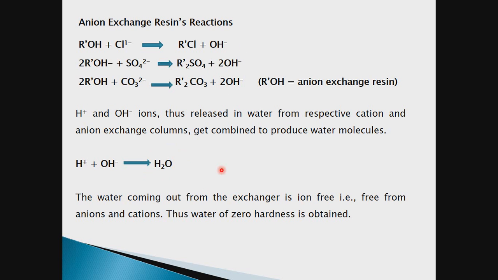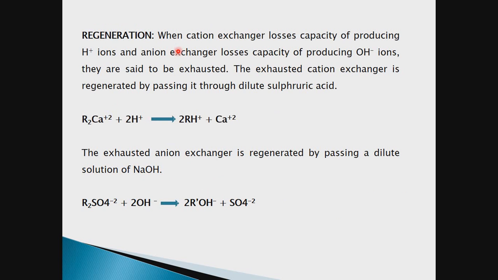Now the next part is the regeneration. When the cation exchanger loses the capacity of producing the H positive ions, it is said to be exhausted, and the exhausted cation exchanger is regenerated by passing dilute sulfuric acid through it. This was the exhausted resin, because it retained the calcium and magnesium ions. When you pass the dilute acid through it in excess amount, calcium comes out, and you get your regenerated resin.